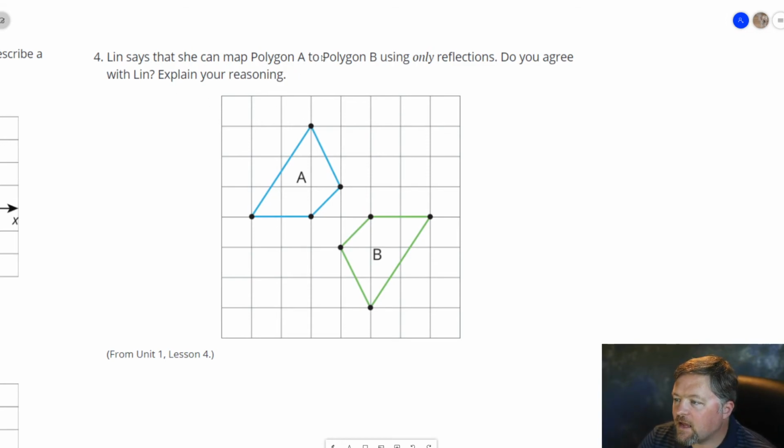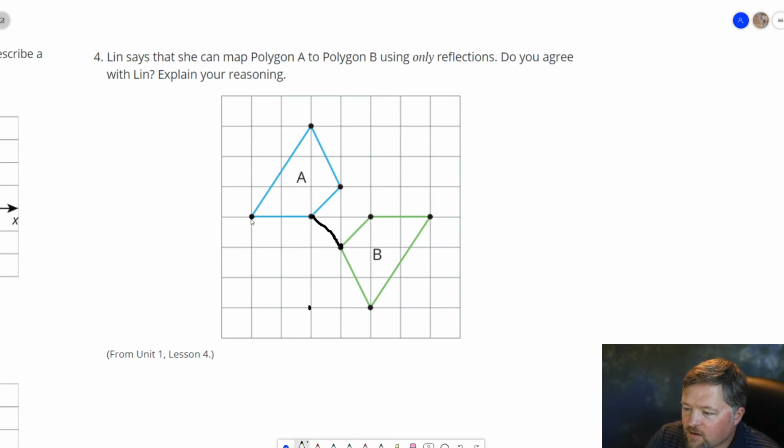Okay, what's next? Lynn says that she can map polygon A to polygon B using only reflections. Do you agree with Lynn or not? So, if we were to reflect this and get it there, how would we do that? Well, my first thought is let's try reflecting A to B using a nice easy line like this one right here. Well, if I reflect that down, this point doesn't move and this point doesn't move, which is nice. This is 1 unit above, so it will go 1 unit below the line of reflection. And then this point here is 3 units above, so 1, 2, 3 units below the line of reflection.